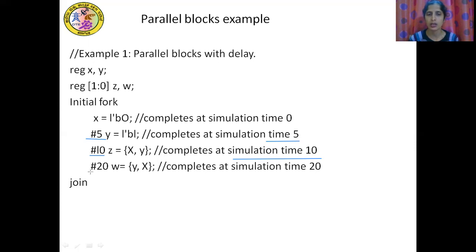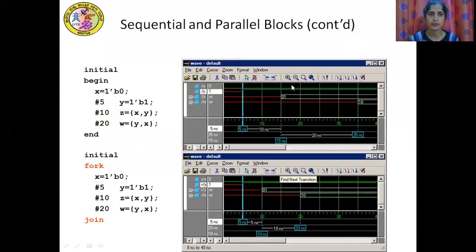Coming to the last statement, which is associated with a delay of 20 time units, it will complete its simulation at time 20, whereas the same was 35 time units in the case of a sequential block, that is 20 plus 10 plus 5 equal to 35. But here in the parallel block, this statement completes its simulation at 20 time units. This is how the statements will be executed in a parallel block.